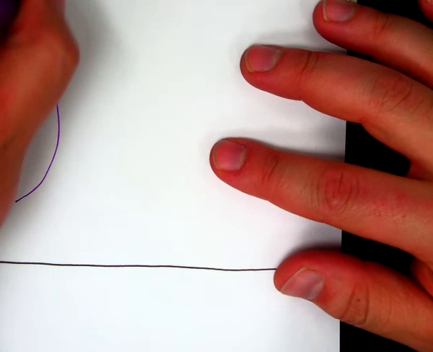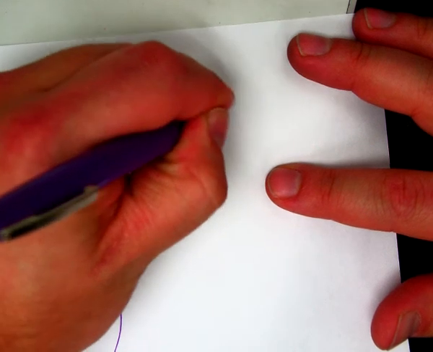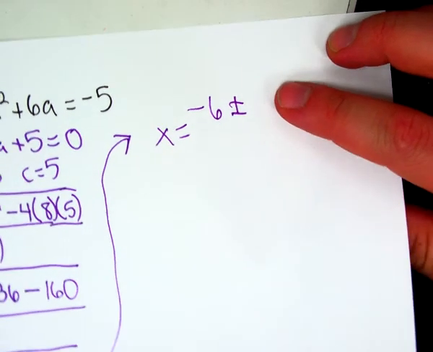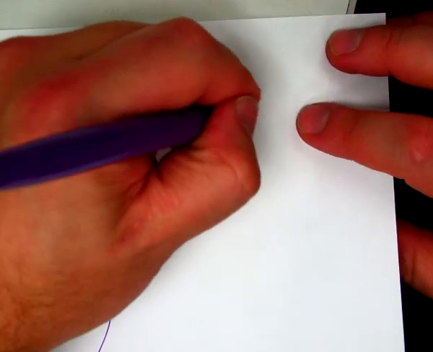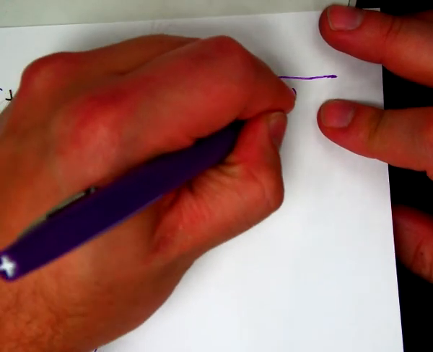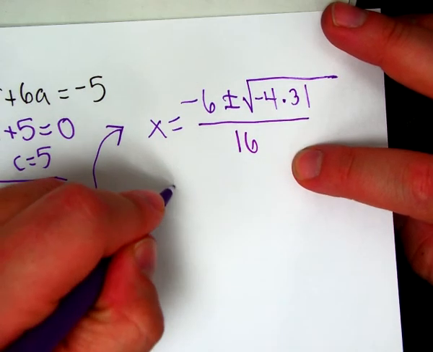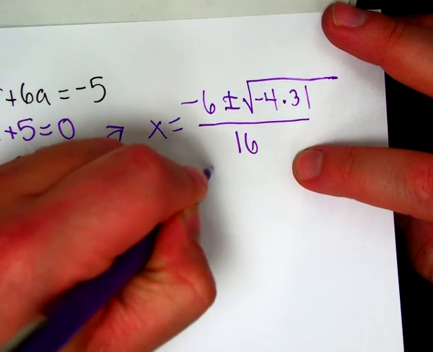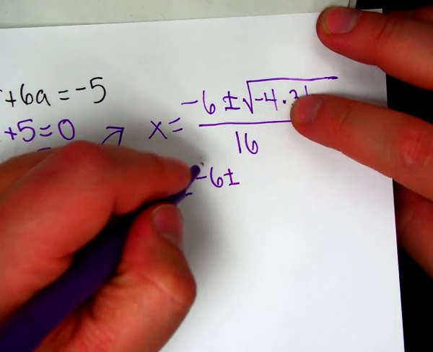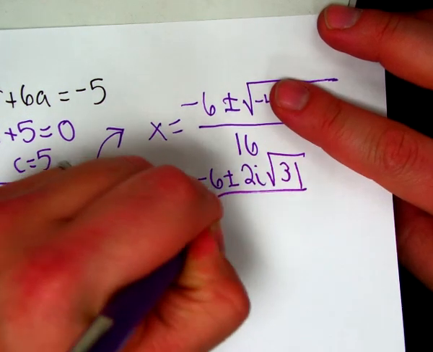So if we go through and put this in, we get x equals negative 6 plus or minus the square root of negative 4 times 31 all over 16. If we simplify that square root of negative 4, we're going to have plus or minus 2i square root of 31 over 16.